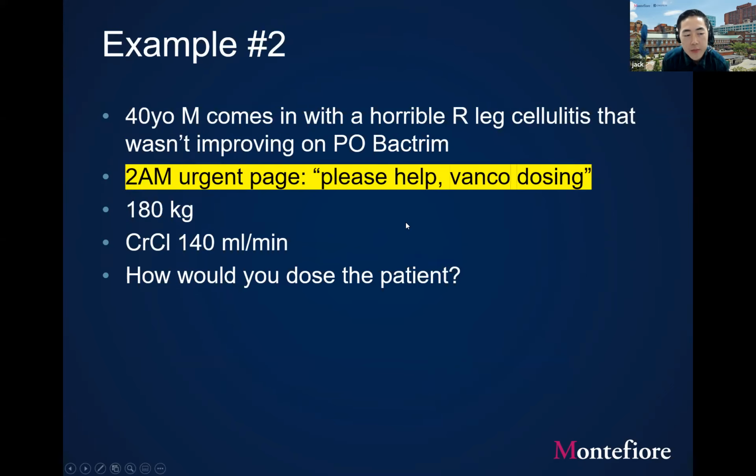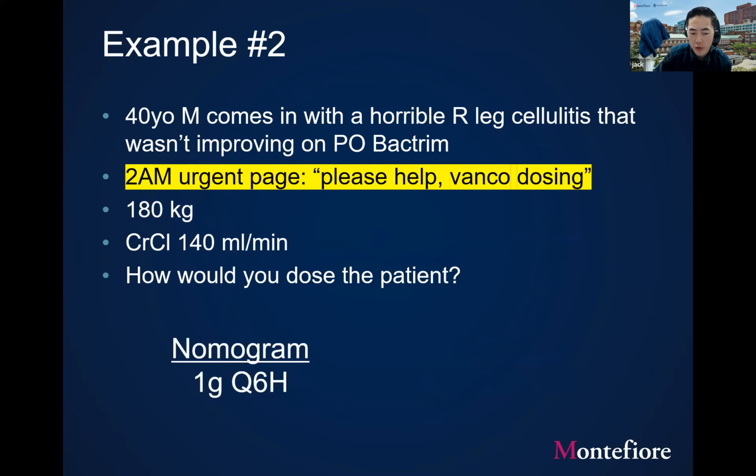This is a second example. So you have a 40-year-old man. He comes in with a horrible right leg cellulitis that wasn't improving on PO Bactrim. You get a 2 a.m. urgent page: please help with vanco dosing. Definitely not unexpected. He weighs a lot, 180 kilos. Creatinine clearance is 140. How would you dose this patient?